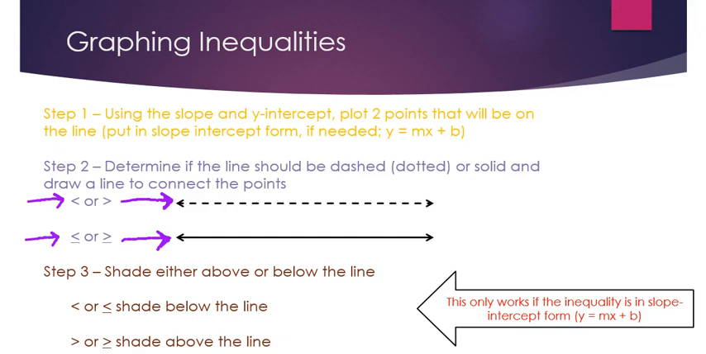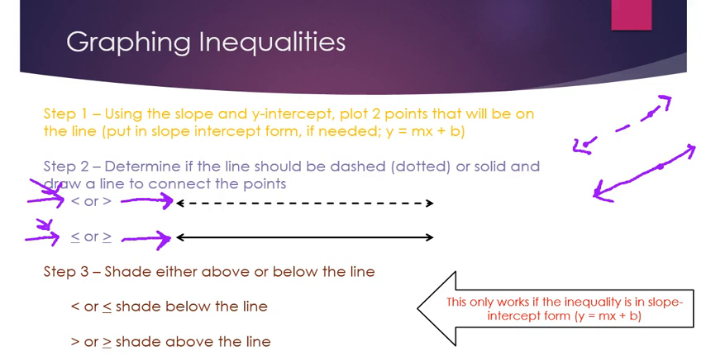So when you plot these 2 points, if it looks like this, when you draw your graph, you're just going to make a dotted line. Okay? Now, if it looks like the second choice, once you plot your 2 points, you'll do it just like an equation. All right? Then you have to determine, are you going to shade above or below the line that you created? Okay?